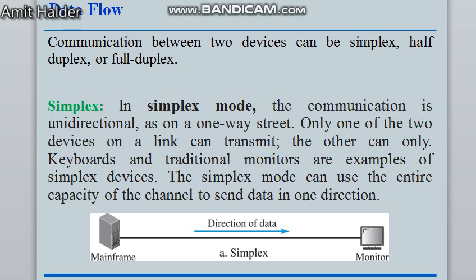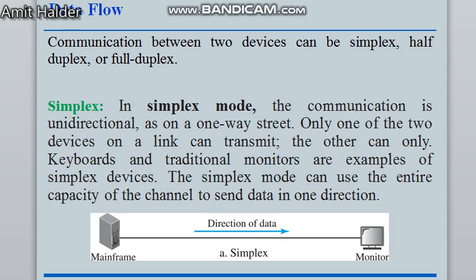First of all, that is simplex. Simplex means unidirectional communication. That means there is only one way, a one-way street. Only one of the two devices on a link can transmit, the other can only receive. It will not transmit. Keyboards and traditional monitors are examples of simplex devices.